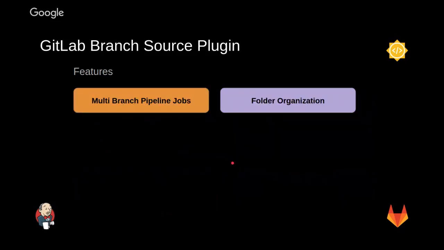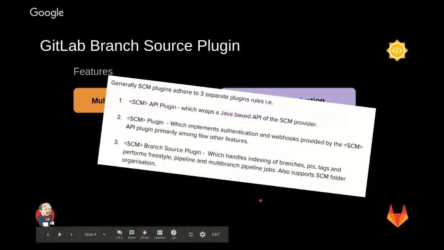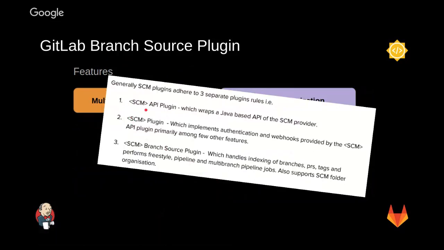In this phase, I developed a GitLab branch source plugin. The main goal of this project was to add these 2 features, which are multi-branch pipeline jobs and folder organization. This completes the convention of 3 SCM plugins in Jenkins, which are the GitLab API plugin, the GitLab plugin, and the GitLab branch source plugin. These are the functionalities that each of the plugins provide.